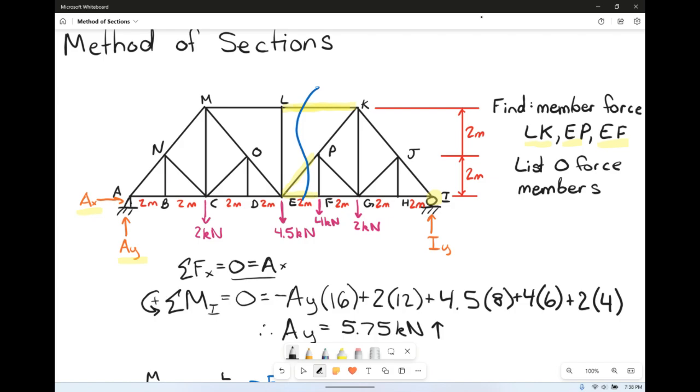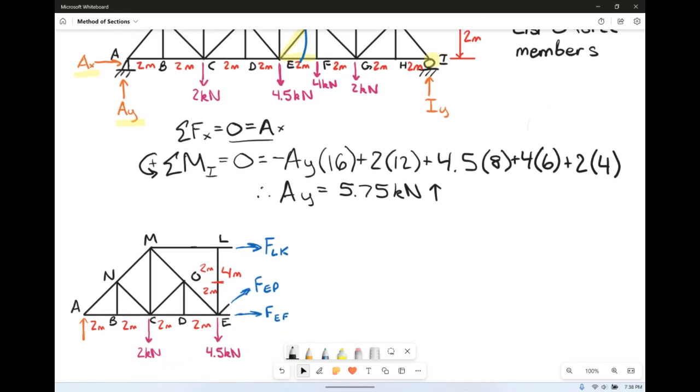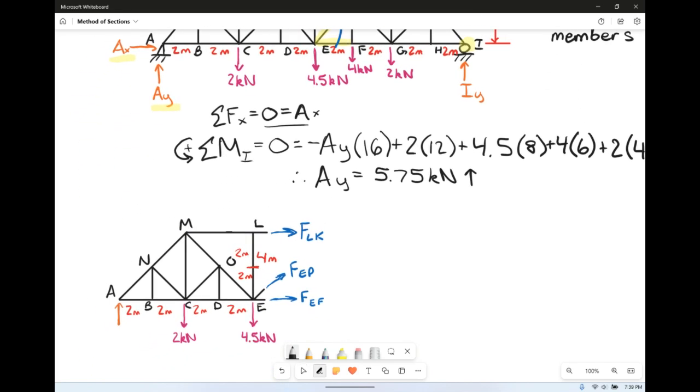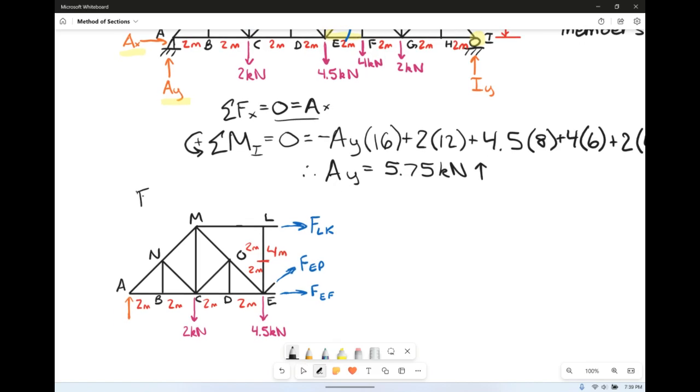Cool. So next thing that we're going to do is make this cut and redraw our free body diagram. So here is the cut that we've created with our free body diagram on the left side specifically. We just found that AY was 5.75, so we'll go ahead and write that in, 5.75 kilonewtons, and we said it was going up. So now we have the cut. Our cut went through our member forces LK, EP, and EF, so we're showing those ones.